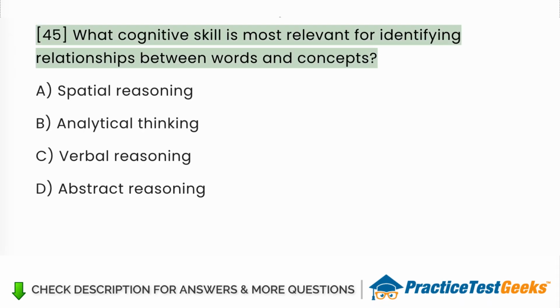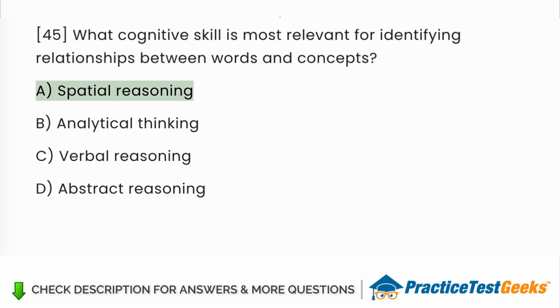What cognitive skill is most relevant for identifying relationships between words and concepts? A. Spatial reasoning. B. Analytical thinking. C. Verbal reasoning. D. Abstract reasoning.